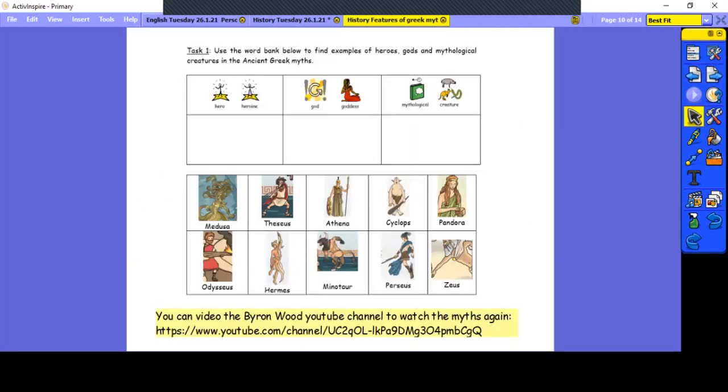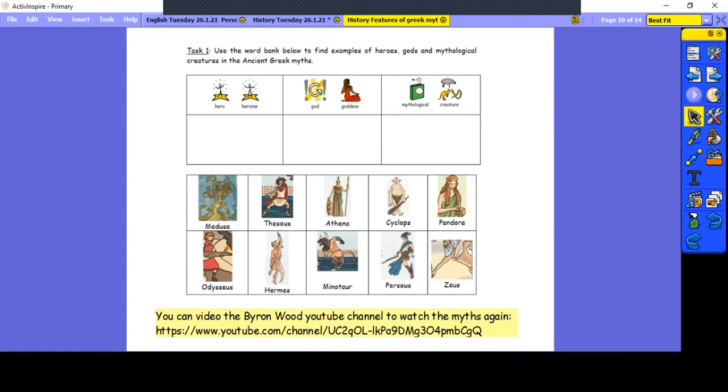So I want you to think, this is your task for this afternoon. I'd like you to think about some of the other myths that we looked at last week and some of the other characters, and I've found some pictures of the characters that we talked about last week in the myths. And I would like you to say whether you think that they are a hero or heroine, whether they're a god or goddess, or whether they're a mythological creature. So I want you to think carefully about that.